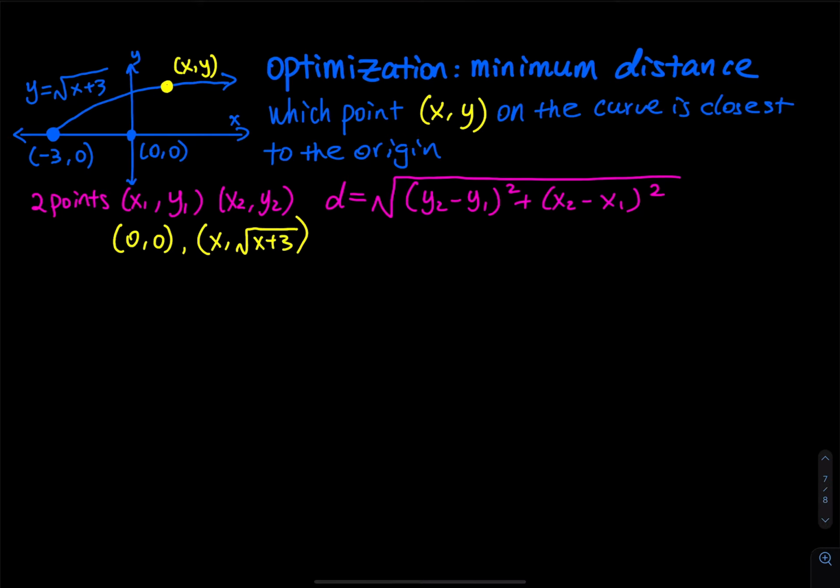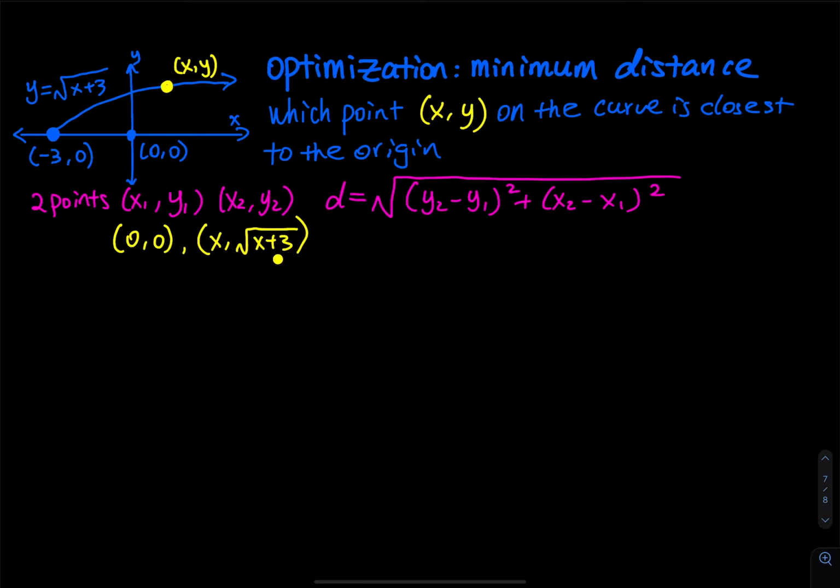All right, so since we are talking about distance, we have to recall the distance formula. We have 2 points, (x1, y1) and (x2, y2). The distance between them is the square root of (y2 minus y1) squared plus (x2 minus x1) squared. So the 2 points we have are the origin, and the other point, where you just plug in x, and that is what you get for the y.